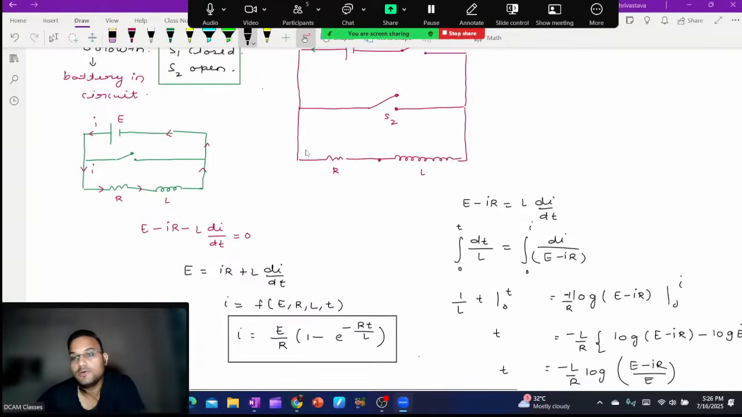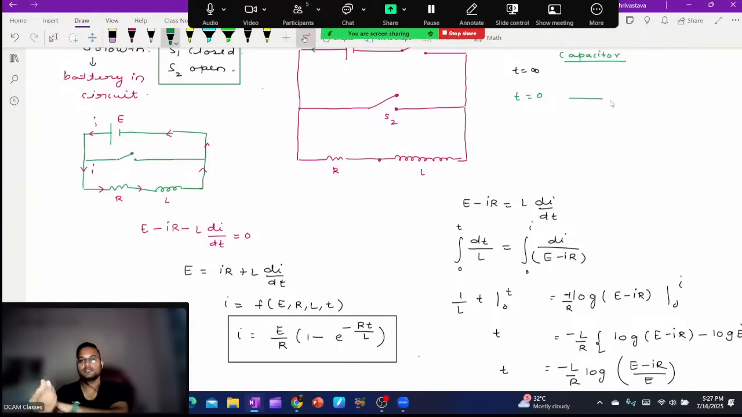At time t is equal to infinity, see in the case of capacitor, do you remember? At time t equal to 0, if we discuss about capacitor, this capacitor acts as a wire, simple conductor, because it's uncharged, not charged. But at time t equal to infinity, it will act as open. It will not pass current through it. Remember that one?